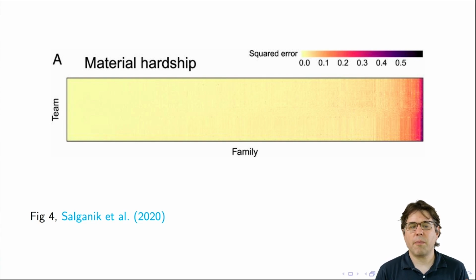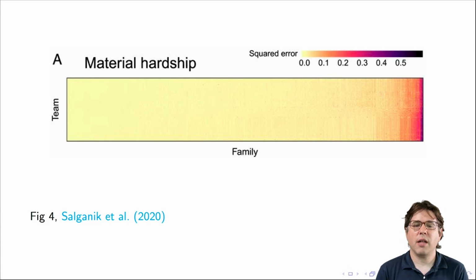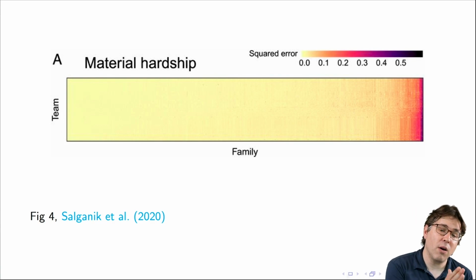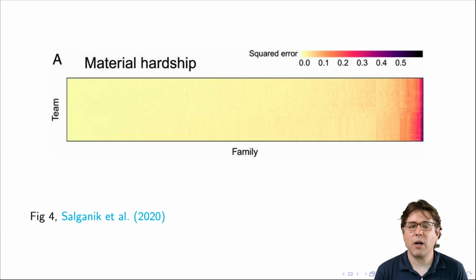So this heat map shows the pattern of squared errors. Each column here represents a family. Each row represents a team that was participating in the challenge. And the intensity of this heat map shows the amount of the squared error for that team's approach to predicting that family. And so what you see here is that there are some families that are very poorly predicted by all of the teams. That's the dark purple in the graph. But there's the big, kind of cream color. There are many families that are predicted well by all of the teams.